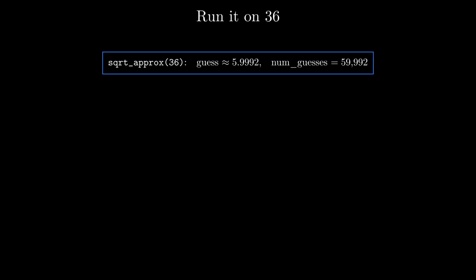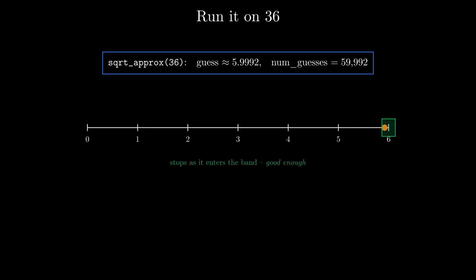Run it on 36. We know the true answer is 6. The program reports a guess of about 5.9992, and it took 59,992 guesses. Notice it did not chase all the way to exactly 6. It stopped the instant the guess squared slipped inside the epsilon band and called that good enough. The guess count makes sense. The increment is 0.0001, which is 1/10,000, and we climbed from 0 up to almost 6. So the number of steps is roughly 6 times 10,000, about 60,000, and that is exactly the neighborhood we landed in, 59,992.